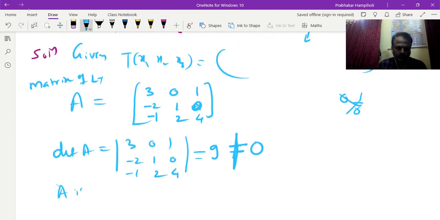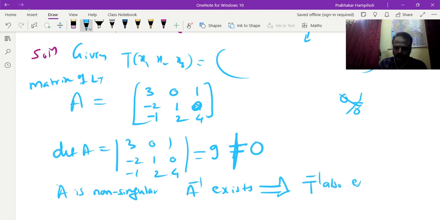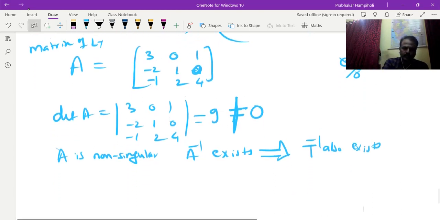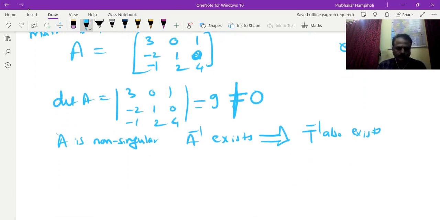A is non-singular, so A inverse exists. This implies T inverse also exists. Now one more step remains: to find what T inverse is. T inverse of xyz is equivalent to A inverse of xyz.